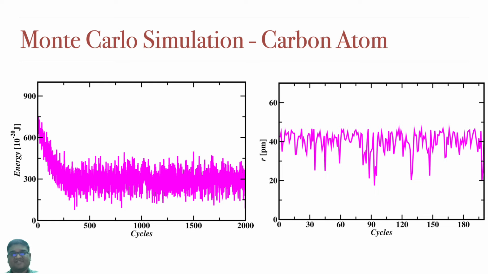This is the radius of the carbon atom, and it has a random profile, changing randomly across the Monte Carlo cycles. The radius of the carbon atom is found to be around 40 pm.